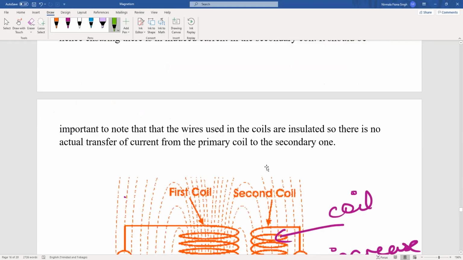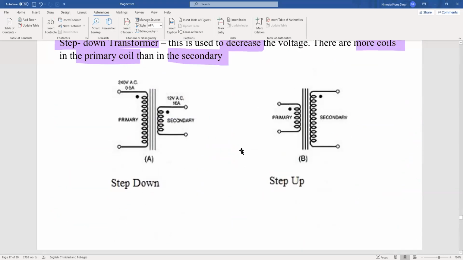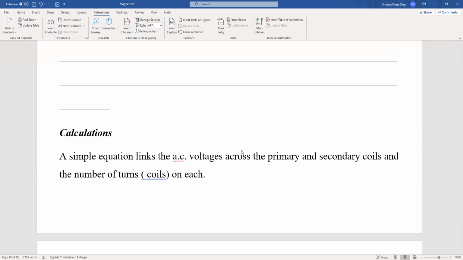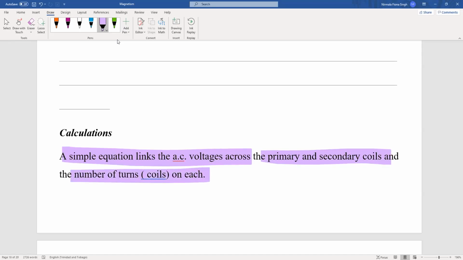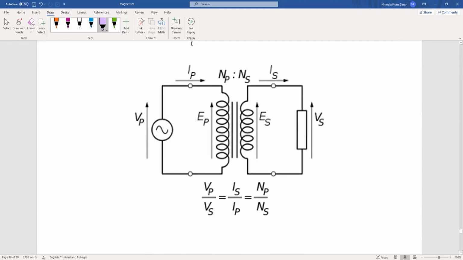So let's go on to the maths. It's the only maths in this whole topic. It's been a long time since we did equations, though. Real long time. Calculations. It's a simple equation that links the AC voltages across the primary and secondary coils and the number of turns on each. Well, it's actually a lot more complicated, but when you work it down, it works out to a very simple equation. At CAPE, you will do the full equation, but at this level, you just have to know what equation links to what.